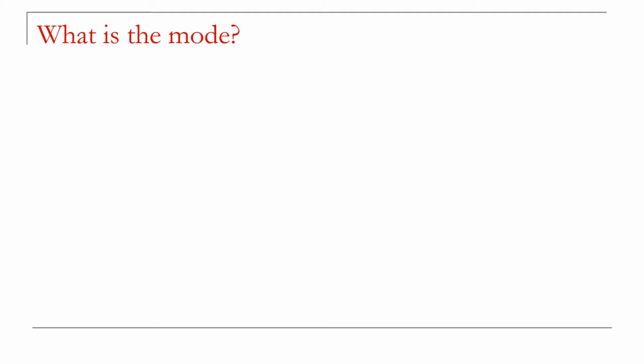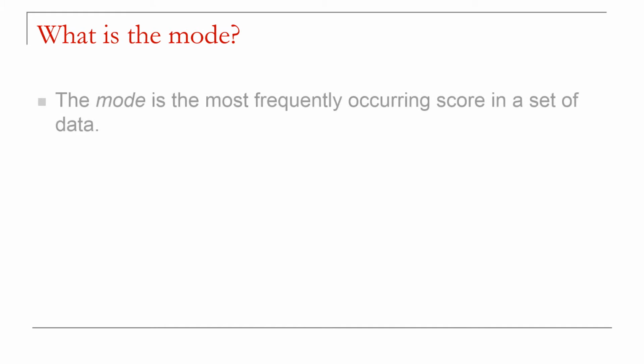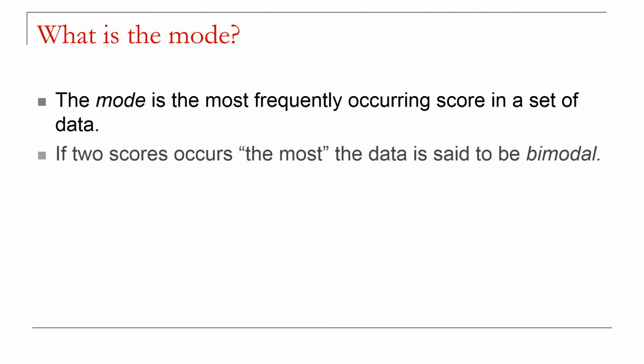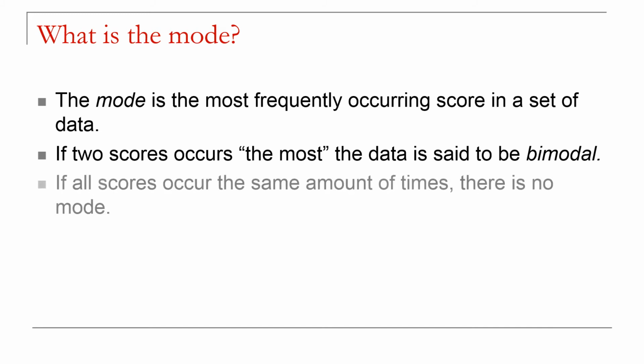The mode is the most infrequently used measure of central tendency. The mode is the most frequently occurring score in any set of data. If two scores occur the most, meaning that you have a tie for the most score occurrences, the data is said to be bimodal. If all scores occur the same number of times, in other words, you have all scores occurring once or just twice, then there is no mode.